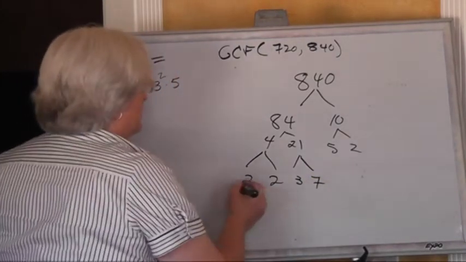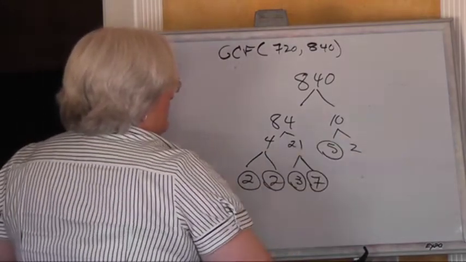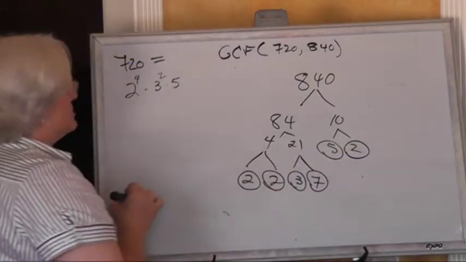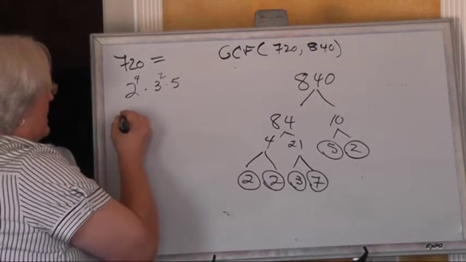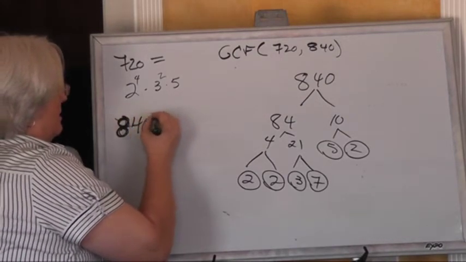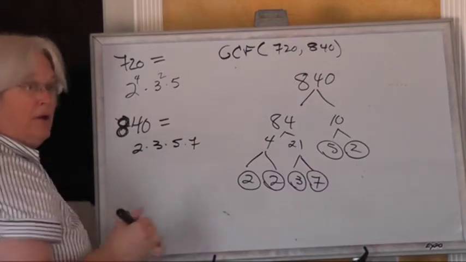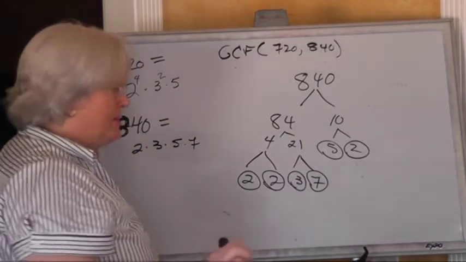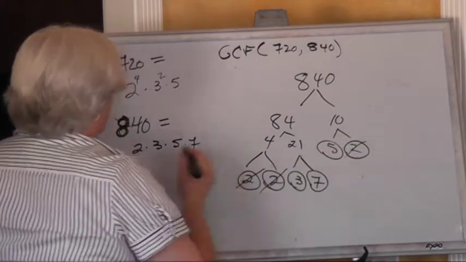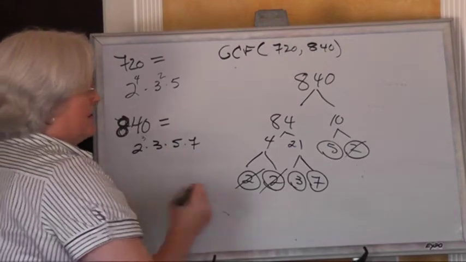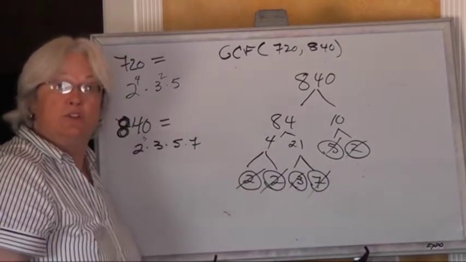Now let's look at this. 2 is prime, 2 is prime, 3 is prime, 7 is prime. 5 is prime, 2 is prime. So, this says that we have not 720, but 840 can be written as a product of 2 times 3 times 5 times 7, 4 separate distinct prime numbers. Let's see how many times they're used as factors. The 2 is 1, 2, 3. The 2 is used 3 times. The 3 is used once. The 5 is used once. And the 7 is used once.